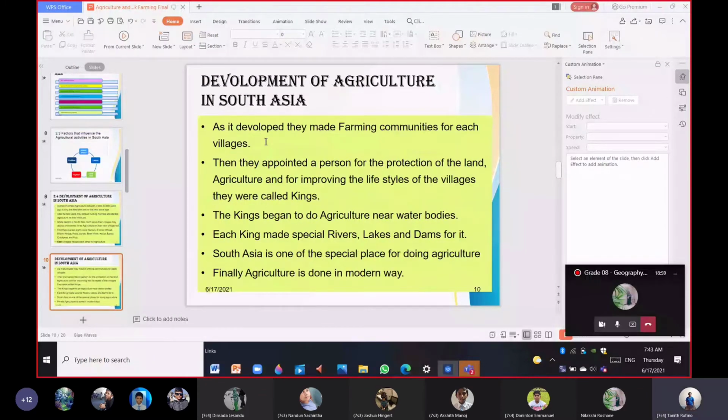Then, as they developed agriculture, they made farming communities. China was the first country to make farming communities. After that, it spread through South Asia, and they also made farming communities. Then they appointed a person for the protection of the land, agriculture, and for improving the lifestyle of the village, and they were called kings. The kings began to do agriculture near water bodies, for example King Parakrama Bahu. He built the Parakrama dam for agriculture.